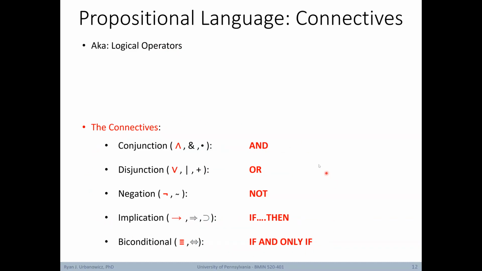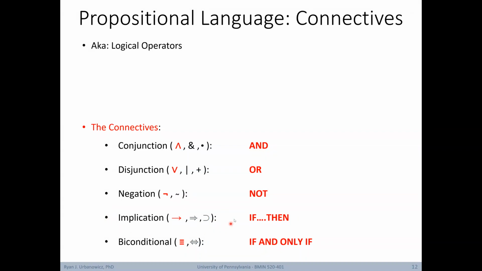Down here we see the full set of connectives. The first connective is conjunction and can be represented by any of these symbols. The preferred symbol that we'll rely on in this course is given in red for each. The conjunction connective basically means and. The disjunction connective means or. The negation connective means not.